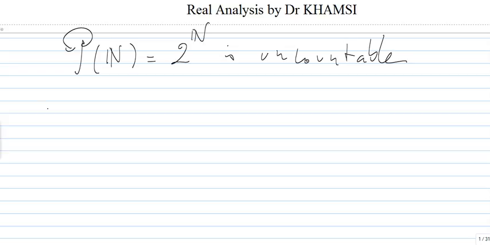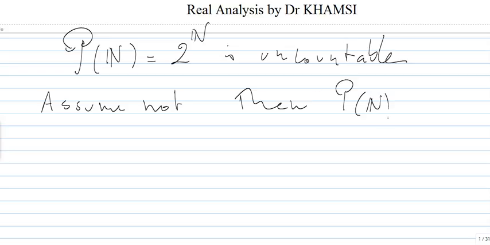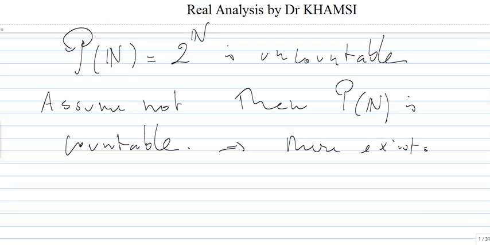So let us prove it by contradiction and assume not. Then P of N is countable. Since countable sets are either empty, finite, or in bijection with N, this tells us that there exists a function f from N to the power set of N, which is one-to-one and onto, in other words, a bijection.